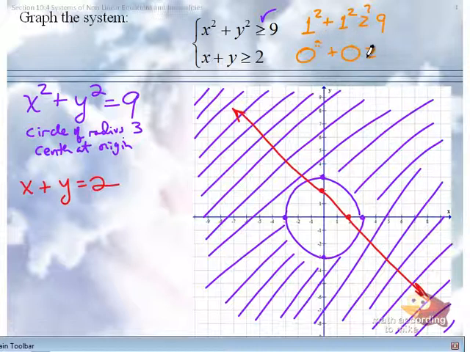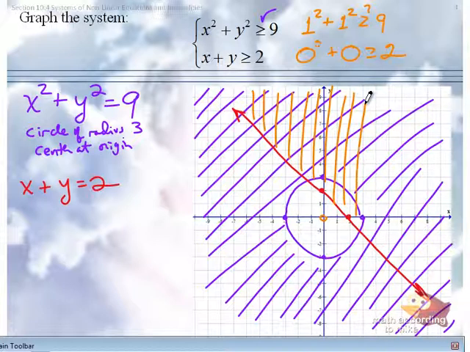0 and for y? Is 0 plus 0 greater than or equal to 2? No. 0, 0 is below the red line. 0, 0 made it false. So where do we shade in reference to the red line? Above the right-hand side. So we're shading every point that is above this red line.